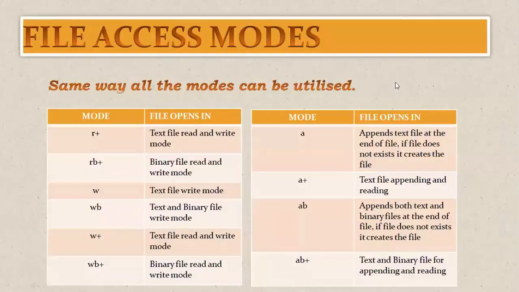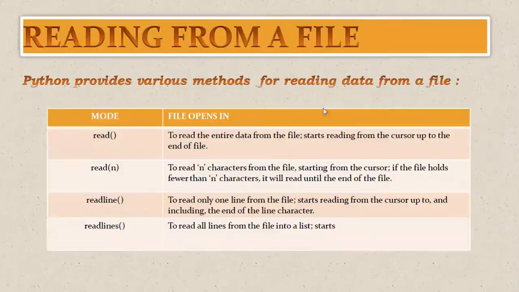Now let's start the actual work on file handling. Reading from a file. To read data from the file, Python provides 4 types of functions. The first function is read. The second variety of the read function is read with the parameter n. Third one is readline, and fourth one is readlines.